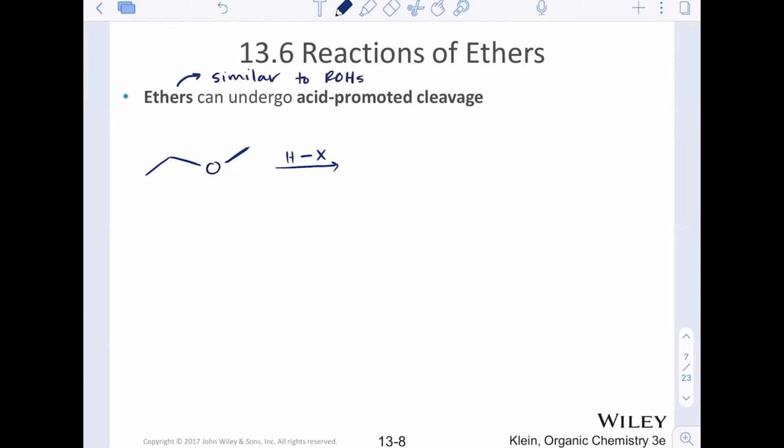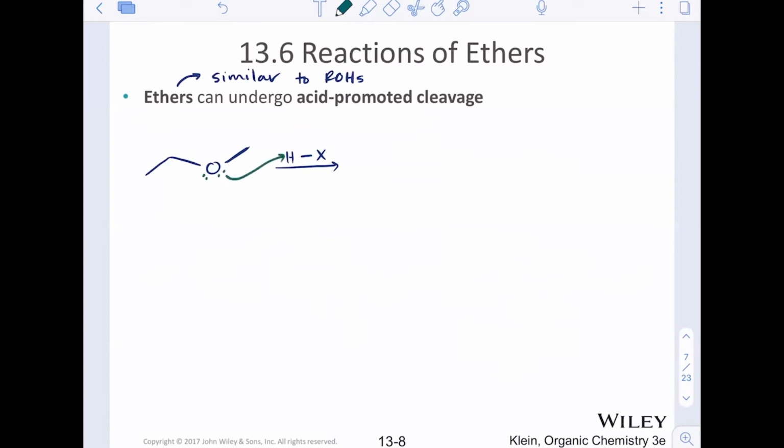What we just finished in chapter 12. Now, when we see these, we're only going to do acid-promoted cleavage. So that means that we're throwing in an acid, HX. We'll also see H3O+ as an option. And what I want us to remind ourselves is oxygen is not the best leaving group.